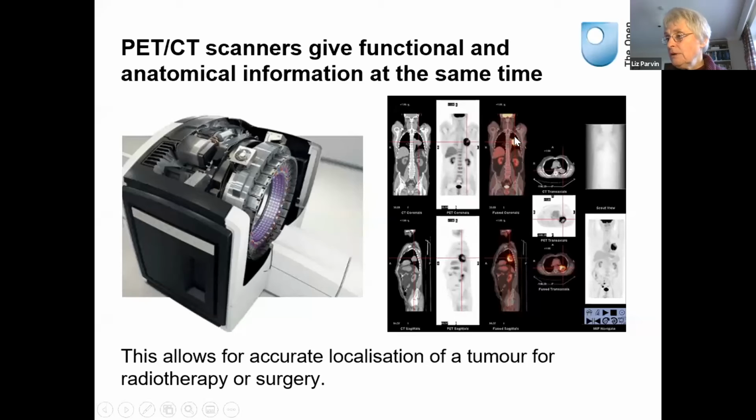And what we can see very, very clearly is there's a hot spot there, which is indicative of the lung tumor. And that allows you to know very precisely where that lung tumor is. So if you want to do radiotherapy or surgery, you know exactly where you're going to go to get at the lung tumor.